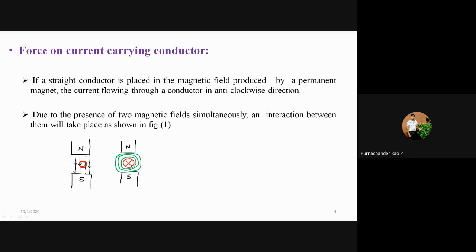So here, just you see, whenever this conductor is carrying the current towards the plane, then the flux direction will be like this because it is in the clockwise direction. So this will be downwards like this. Okay. So if this conductor is carrying a dot, then the direction of the flux will be in the opposite direction.